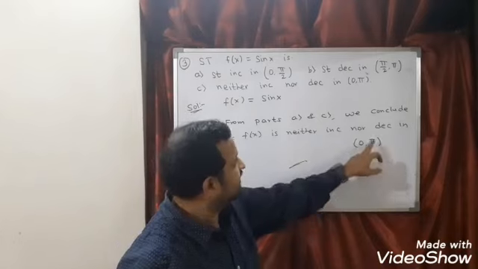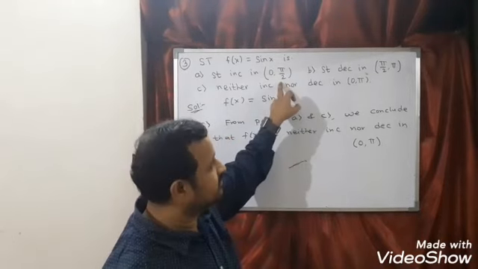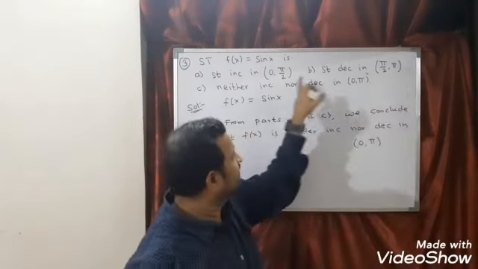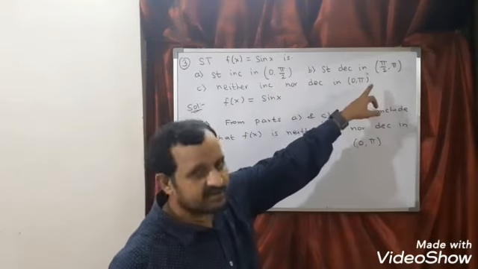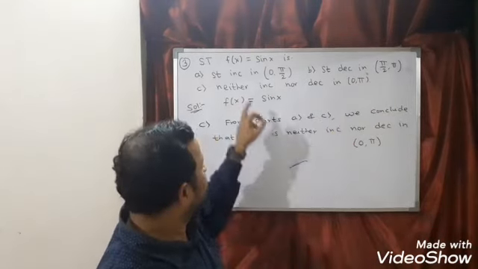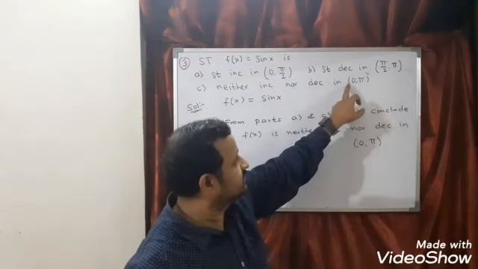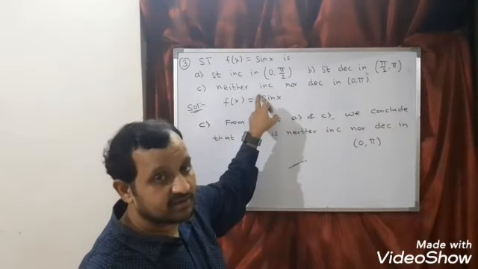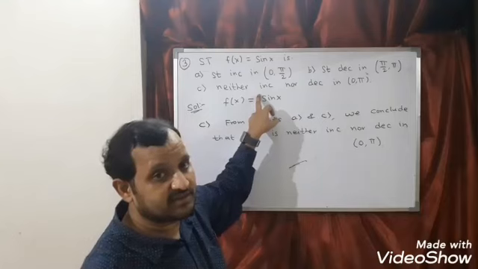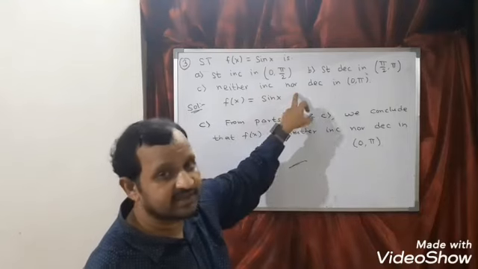So 0 to pi we can break and write as 0 to pi by 2, pi by 2 to pi. So in one interval it is increasing, in the other interval it is decreasing. So the question is what? 0 to pi. So in 0 to pi it is not completely increasing, it is not completely decreasing.